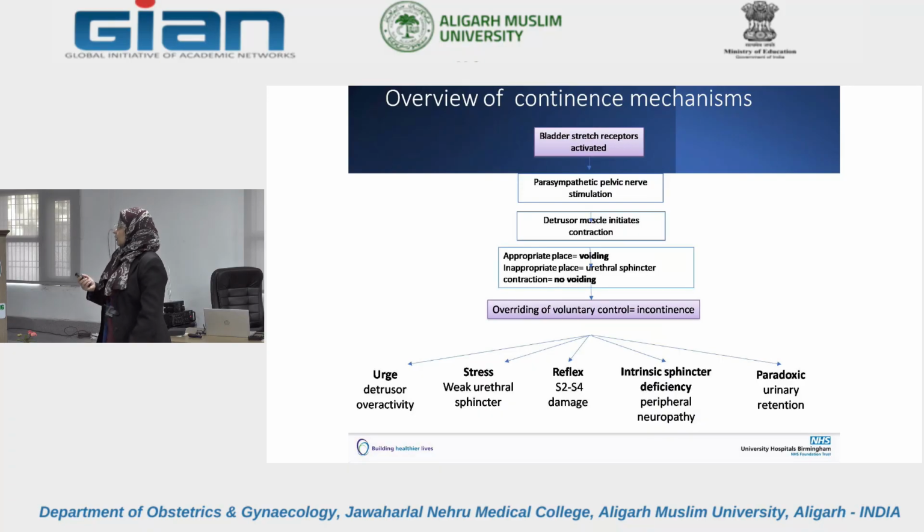Okay, so overview of the continence mechanism. Bladder stretch receptors are activated, parasympathetic pelvic nerve stimulation, detrusor muscle initiates contraction, and if it is an appropriate place, there is voiding. Inappropriate place, urethral sphincter gets contraction and there is no voiding. But there could be problems with the voluntary control of micturition, there could be overriding mechanism, and various problems lead to various types of incontinence.